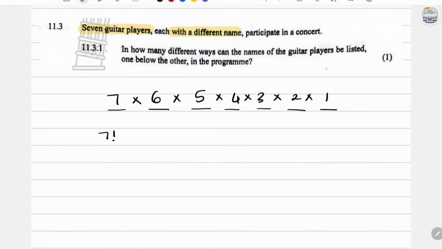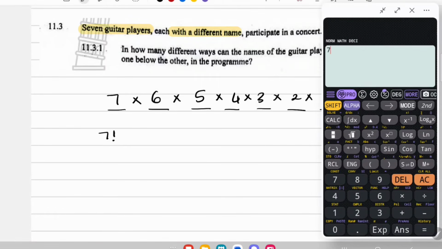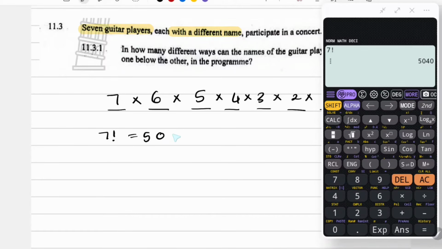And if you find 7 factorial on your calculator, I think it's like 5040, let me see. So 7 factorial, yes, it is 5,040 ways. Okay, so there we go. So that's the first question. Moving on to the next question.